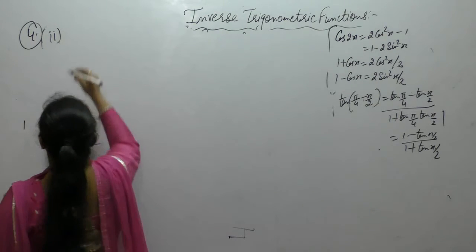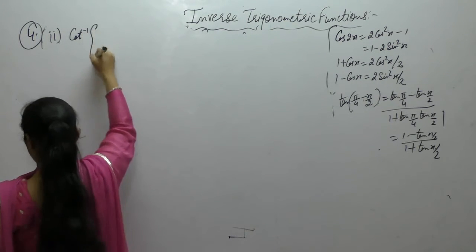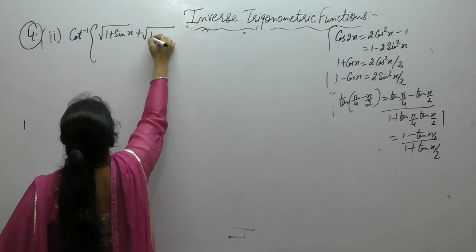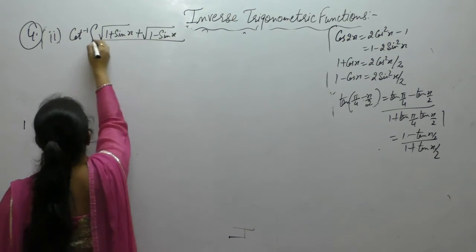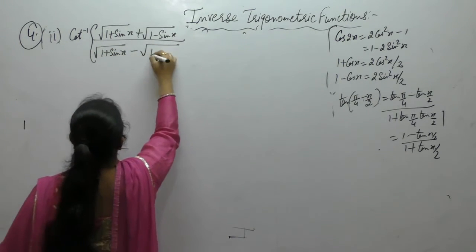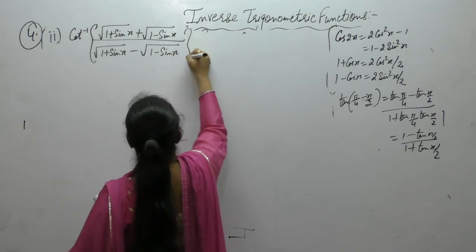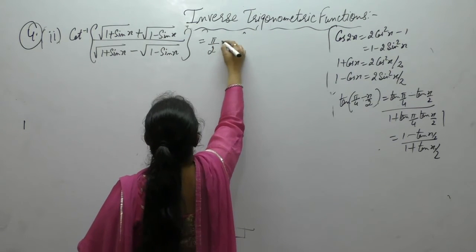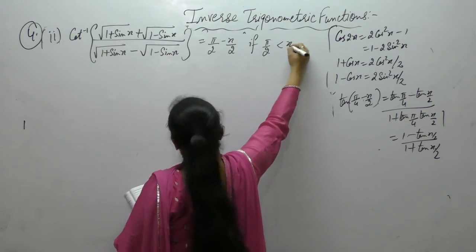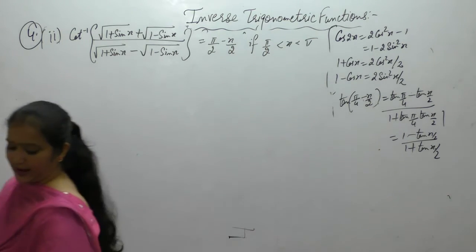Prove that cot inverse of (square root of 1 plus sin x plus square root of 1 minus sin x) upon (square root of 1 plus sin x minus square root of 1 minus sin x) is pi by 2 minus x by 2, if x lies between pi by 2 to pi.